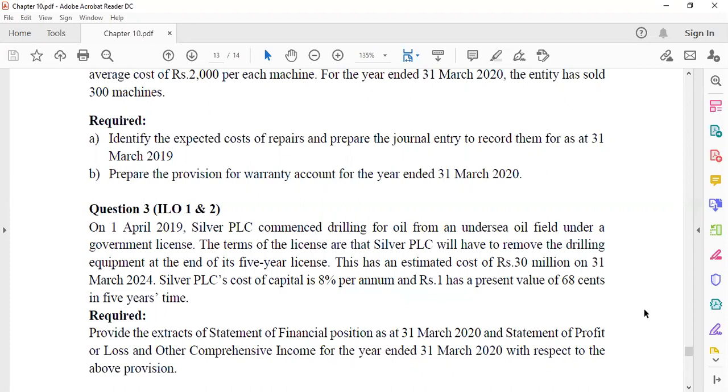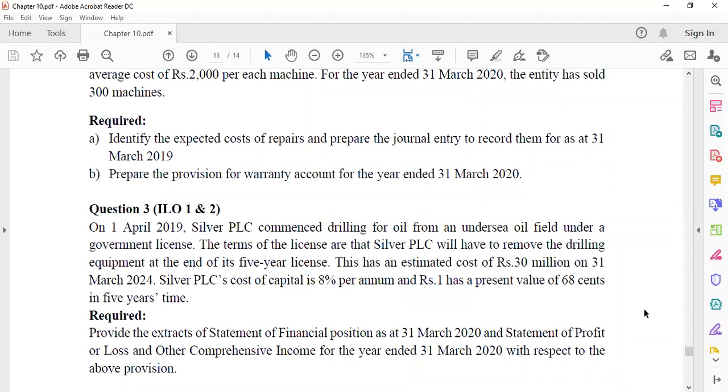The Silver PLC's cost of capital is 8% per annum and rupees 1 has a present value of 68 cents in 5 years time. So therefore you are given the present value factor as well. Discounting factor is given, it is 0.68.